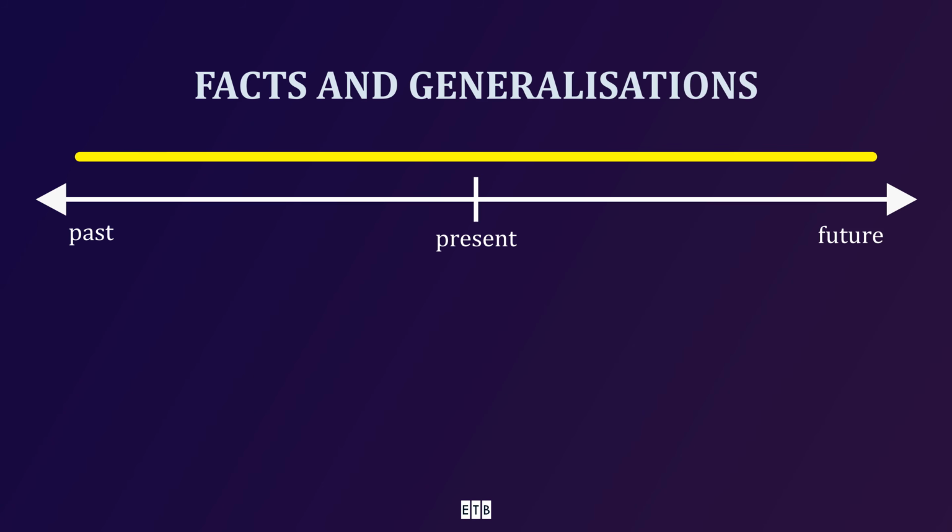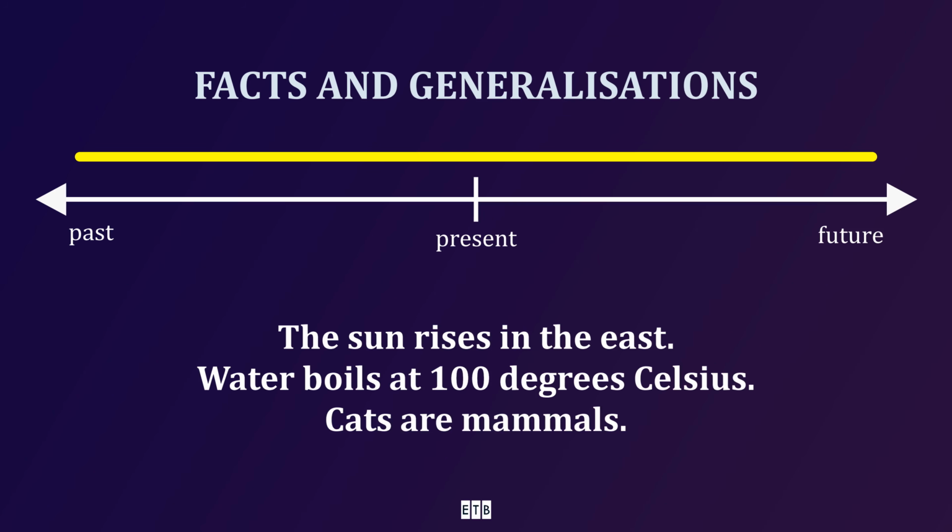We use present simple for facts that are always true, laws of nature, or situations that are relatively permanent. For example, the sun rises in the east. Water boils at 100 degrees Celsius. Cats are mammals.